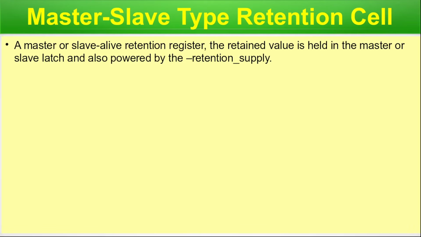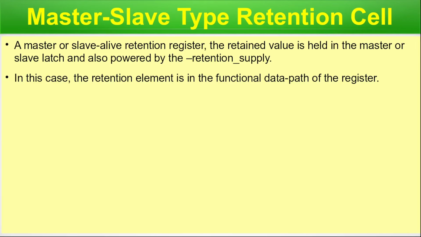Master-slave type retention. Let us see what is a master-slave type. In a master-slave alive retention register, the retained value is held in the master-slave latch and is also powered by the retention supply. This is a keyword from the CPF or UPF. In this case, the retention element is in the functional data path of the register. This is a very striking difference from the previous slide.